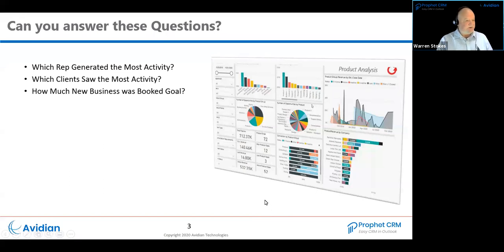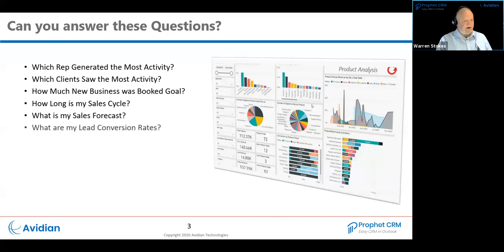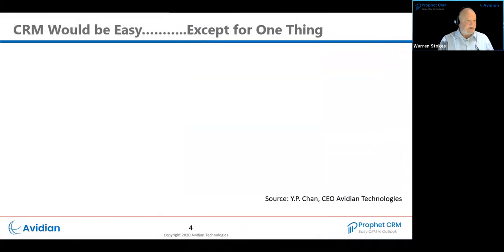Activity, of course, is one of the things that Profit CRM will help you track. Maybe you want to track how much business you're booking, how much potential business you have in your pipeline, how long it takes to close business, your sales cycle. You might want to forecast your revenue so that you can predict your income more effectively. You might be interested in the rate at which you convert leads and opportunities. How many activities does it take to get a deal, and things like that.